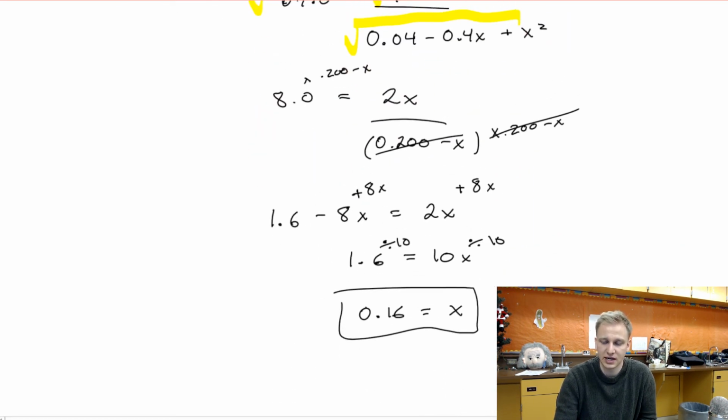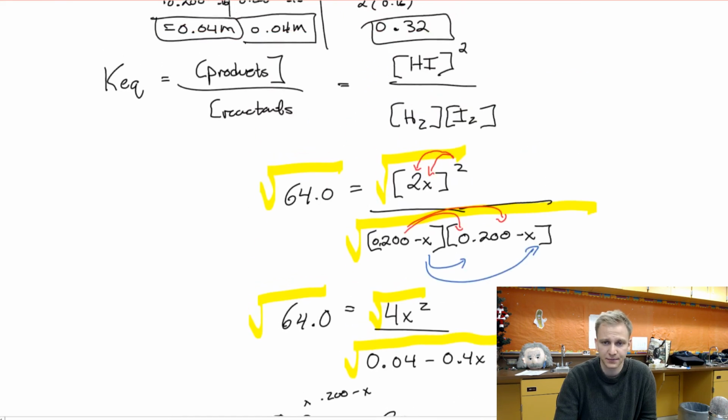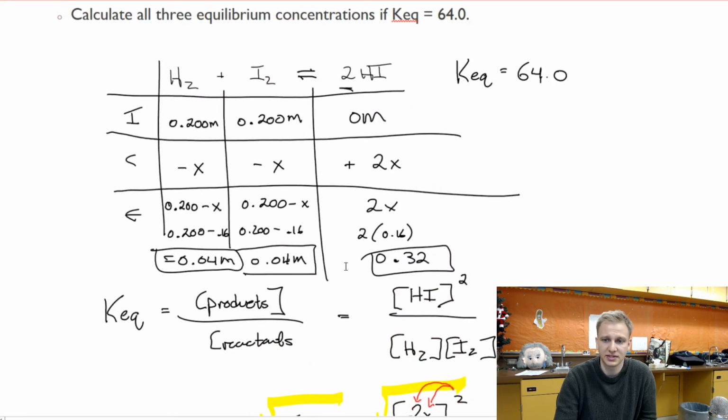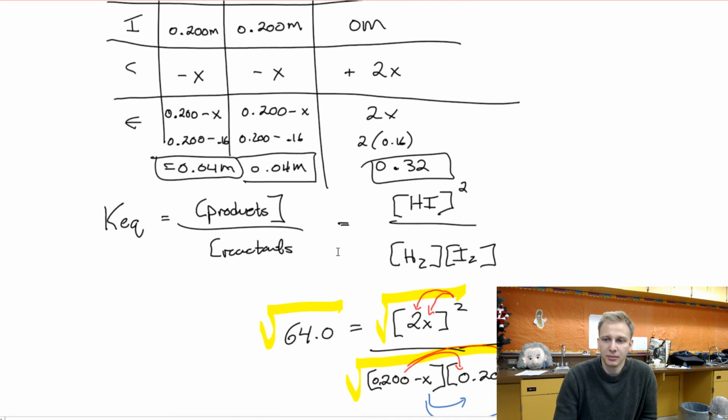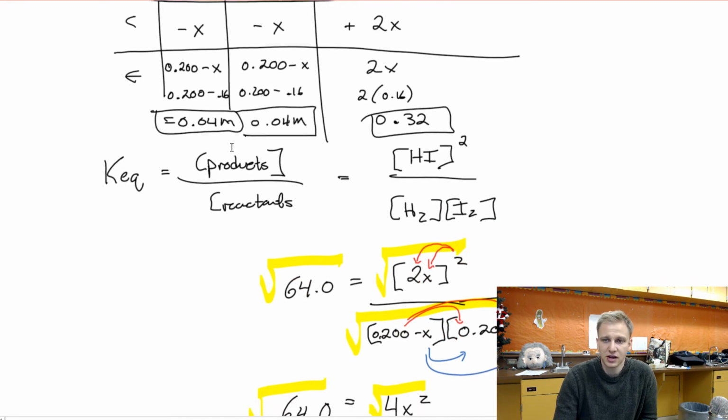We ended up solving and getting 0.16 is equal to x. And then from there, we plugged that 0.16 back in. If you wanted to check your equilibrium expression to see did you do all your math right, you could plug each of these numbers in these spots here. So you'd square the 0.32, take 0.04 and 0.04, and what you should find is that equals 64, and that's how you can confirm that you've done the question correctly.